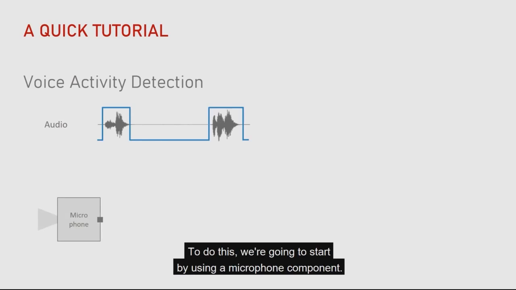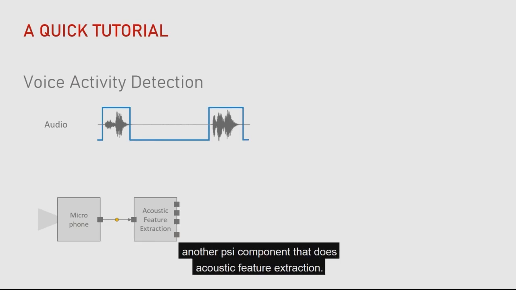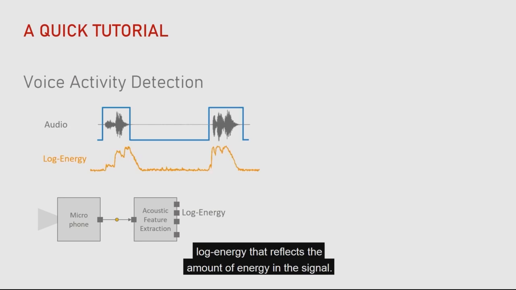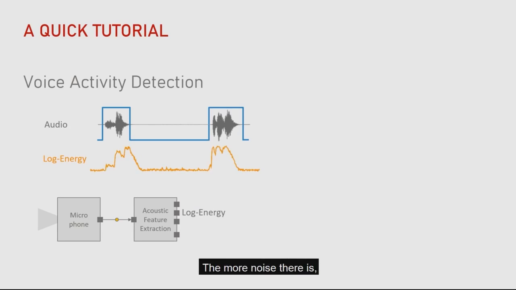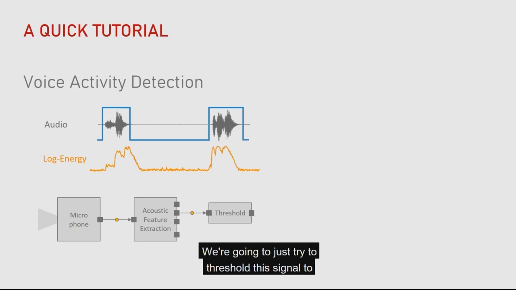To do this, we're going to start by using a microphone component. We're going to capture audio with that component, and then we're going to pass this audio to another Psi component that does acoustic feature extraction. This component generates a number of different features, and we're going to look at one feature called log energy that reflects the amount of energy in the signal. So if someone is talking, the energy will be high, and otherwise it will be low. We're going to try to threshold this signal to recover basically the blue binary signal. That's the voice activity detection signal. And we'll do a bit more processing on it, but that's the basic idea.